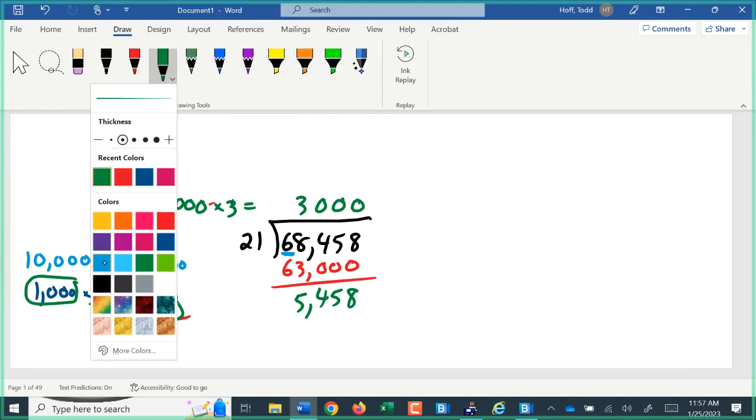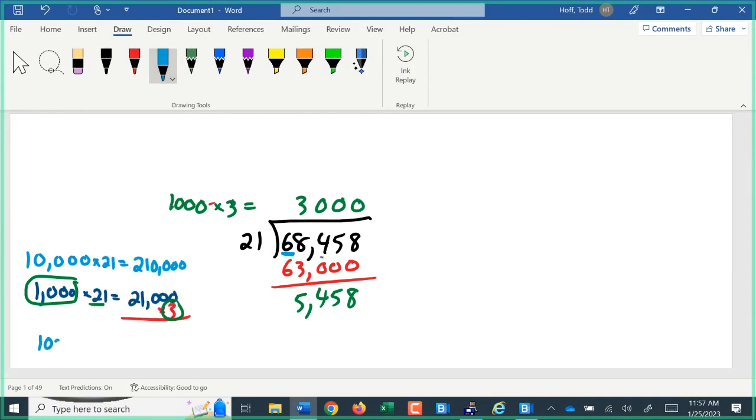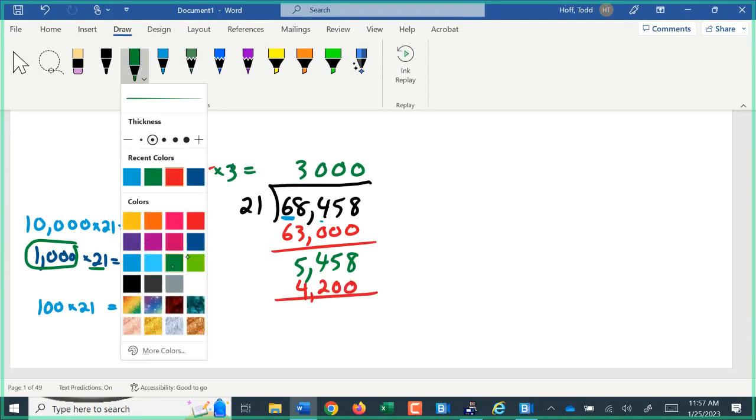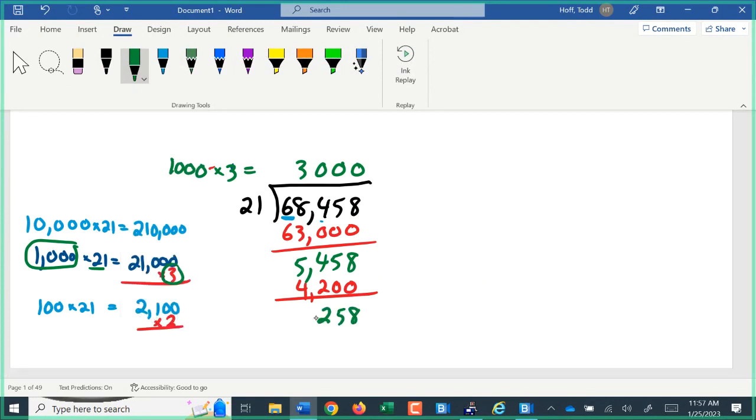Now we move to the next place value, the hundreds place. 100 times 21 is 2,100. Now again, I can subtract that from what's left. I can do it twice. 2,100 times 2, 4,200. I subtract, I'm left with 1,258. Now again, what I just subtracted, I did a bundle of 100 21s, and I subtracted it twice. 100 times 2 is 200.